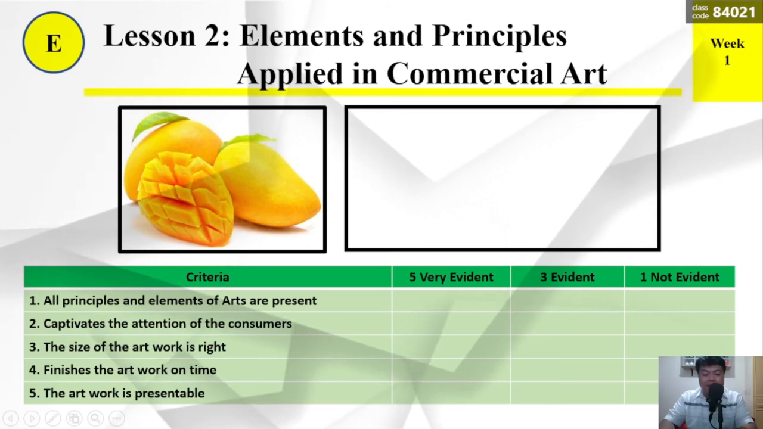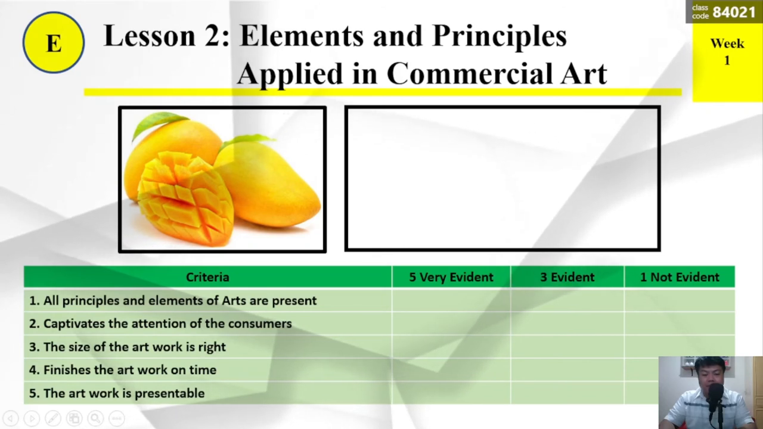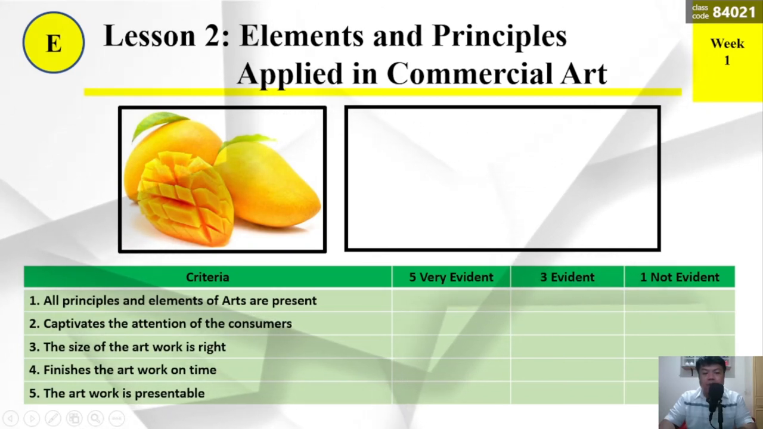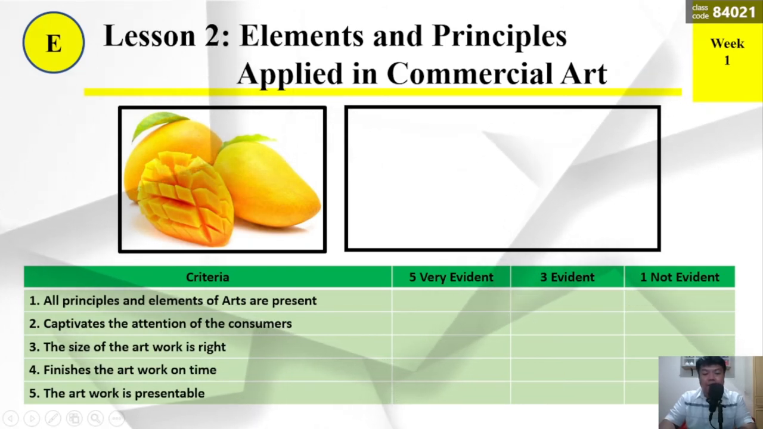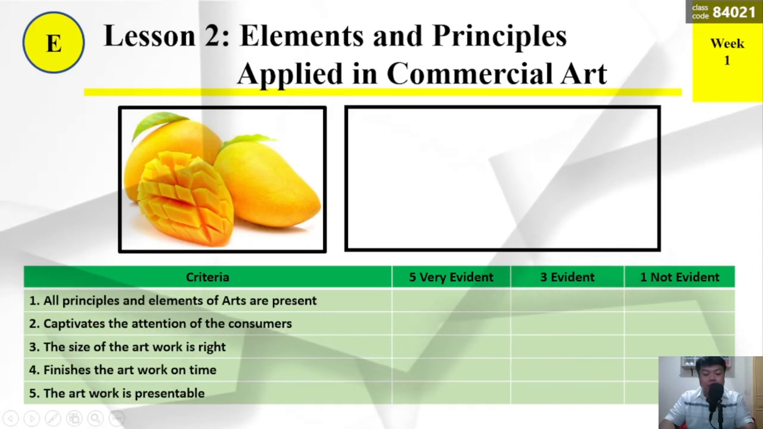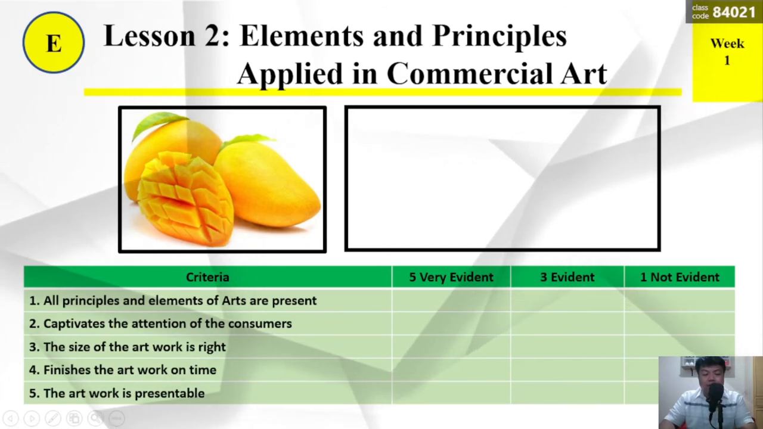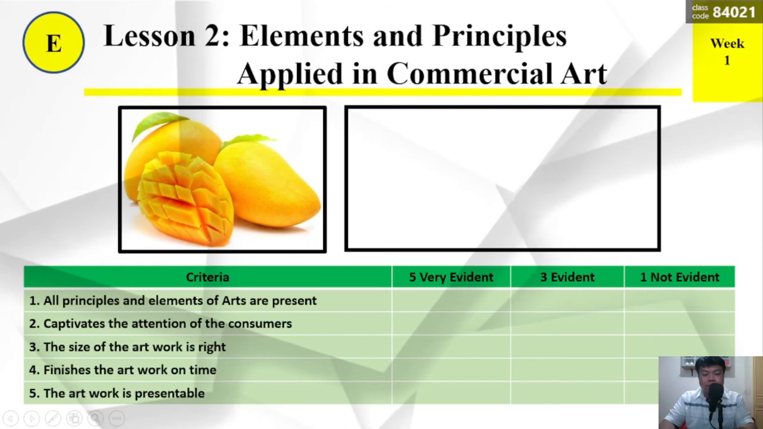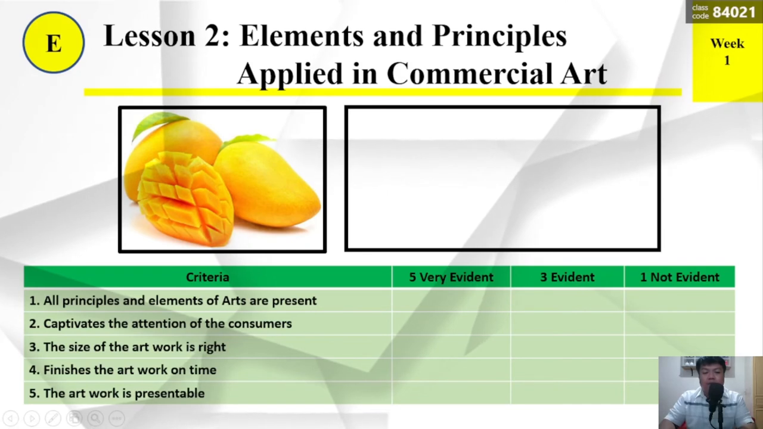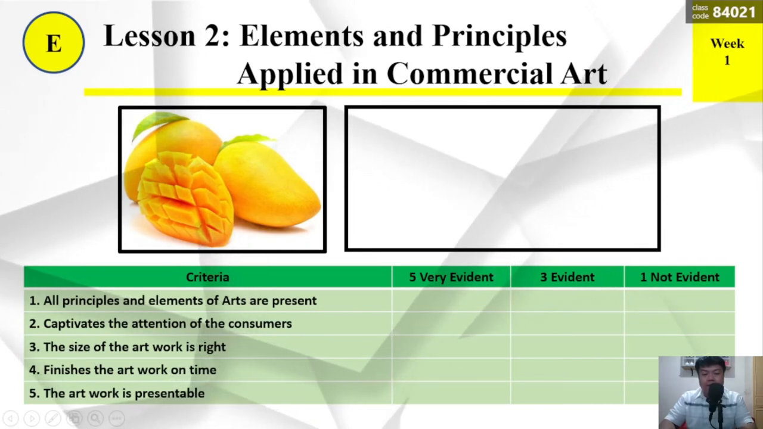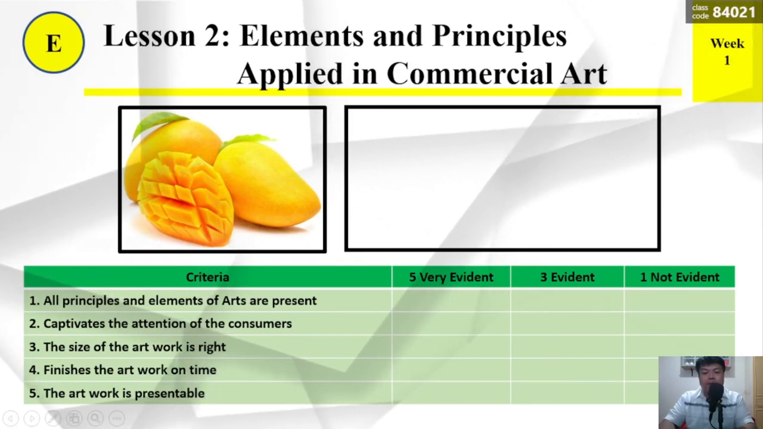Here are the criteria. 1. All principles and elements of art are present. Number 2. Captivates the attention of the consumer. Number 3. The size of the artwork is right. Number 4. Finishes the artwork on time. Number 5. The artwork is presentable. We have 5 points for very evident, 3 points for evident, and 1 point for not evident.